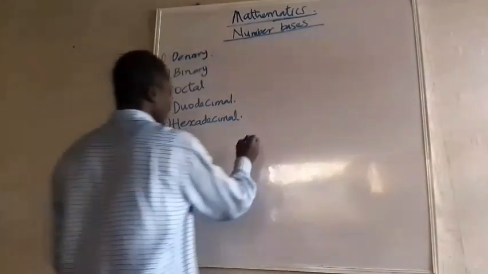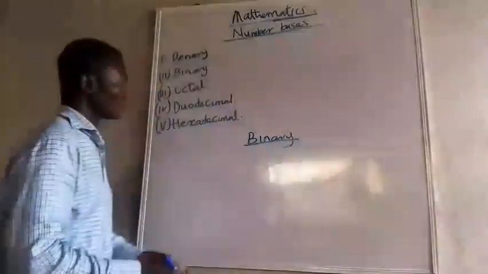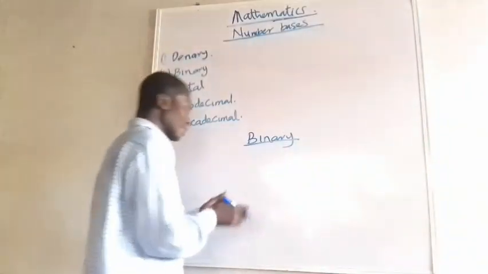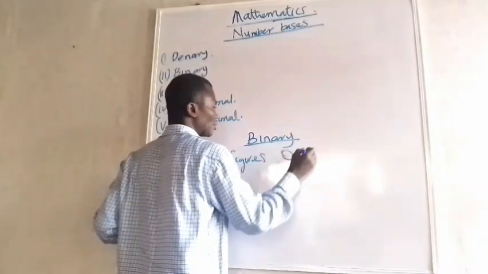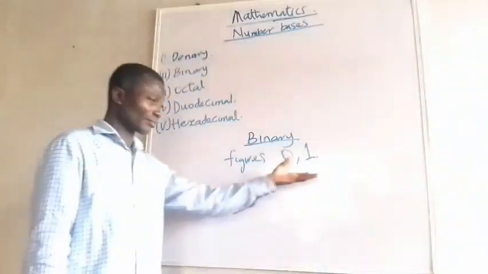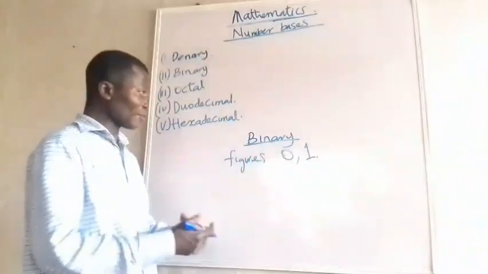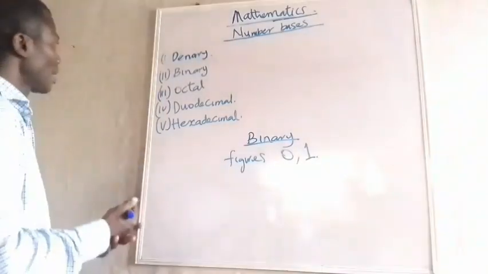The next one is binary. So when they say binary, it means two. The numbers you can find under the binary system, the figures, are 0 and 1. These are the figures you can find under binary. That's the special thing you can see about it.